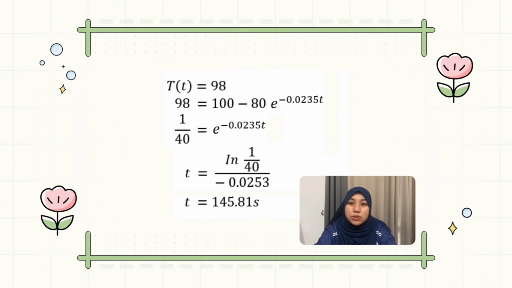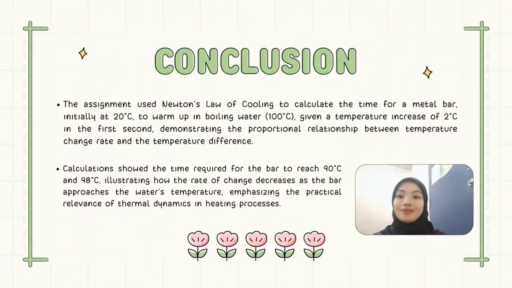Next, for the temperature, we get 98 in the question. So 98 equals 100 minus 80 e to the power of negative 0.0253t. Next, we get 1 over 40 equals e to the power of negative 0.0253t. After that, we rearrange to get t equals ln(1/40) over negative 0.0253. The answer will be 145.81 seconds.